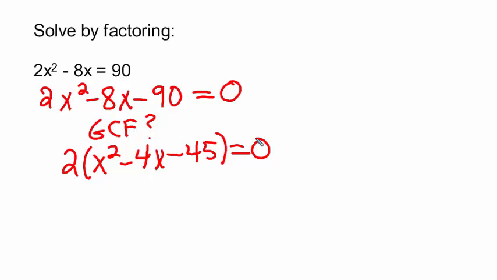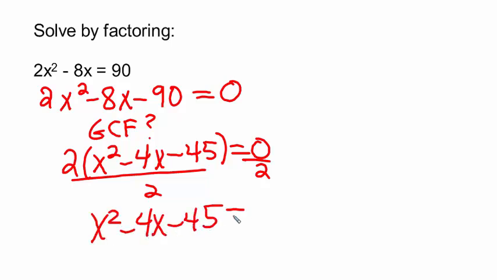I could divide both sides by 2 now. And what that does is it makes that 2 out front go away. On the right side, you still have 0 divided by 2, so you're still equal to 0. Now we're ready to unfoil this thing.